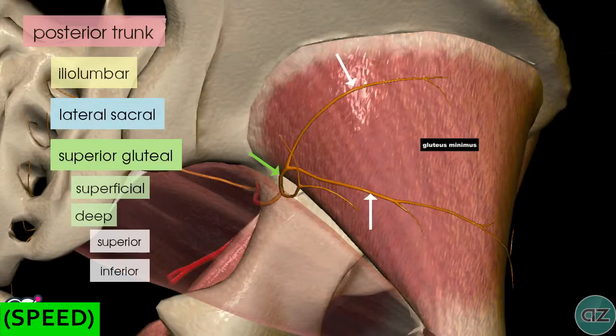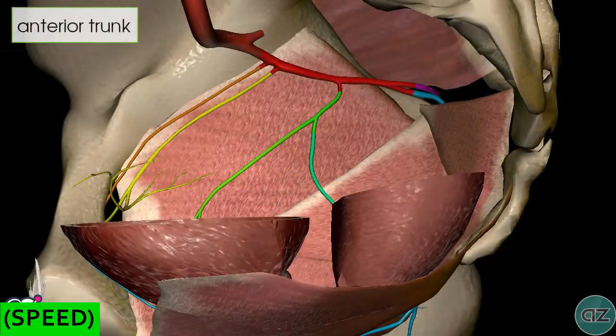Next we'll take a look at the anterior trunk. Now we're looking at the anterior trunk of the internal iliac artery, and as you can see it has several branches, so it has up to 8 branches which may be present.